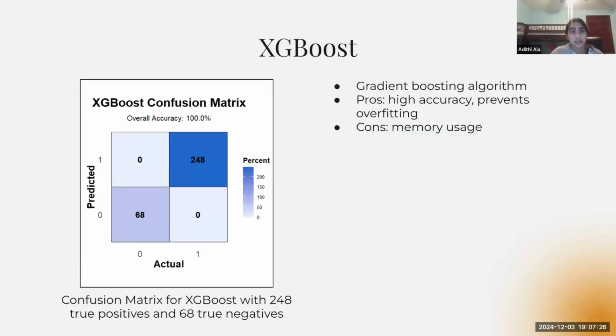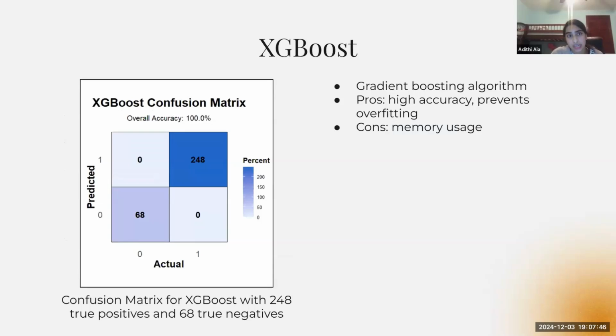Right, so the last model that we'll talk about is our XGBoost model. XGBoost is a gradient boosting algorithm that combines the predictions of multiple weaker models to produce a stronger prediction. The pros of this is that it has a higher accuracy rate, and it also prevents overfitting, which is when the model basically memorizes the training data instead of identifying patterns.